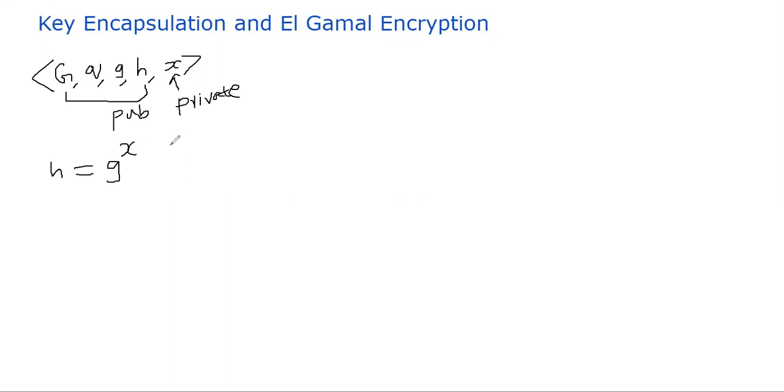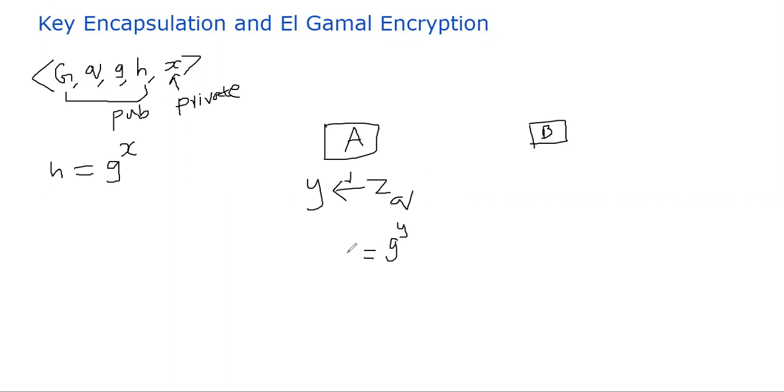If the sender, let's say Alice, wants to send a message to Bob, she will first generate a random number Y. Alice randomly picks an element Y from ZQ, meaning from 0 through Q minus 1, and then computes G power Y mod P. I'm going to work only in the Z star P group, but whatever group you're working with, you can apply the definition of exponent. Let's say G power Y is C1 as a notation.